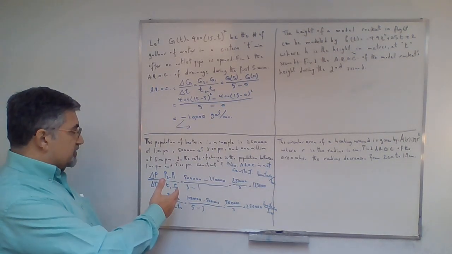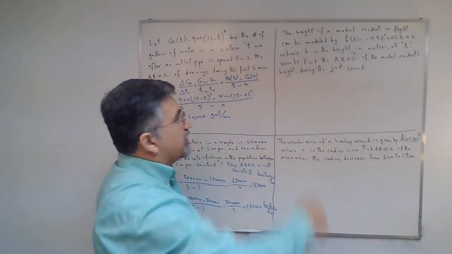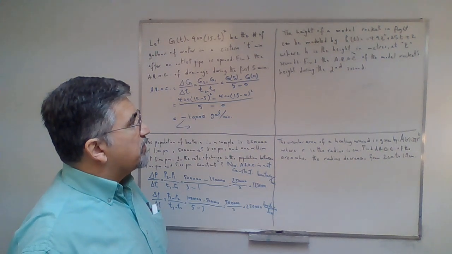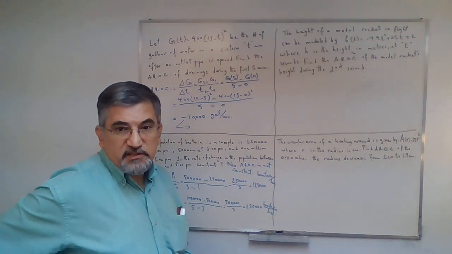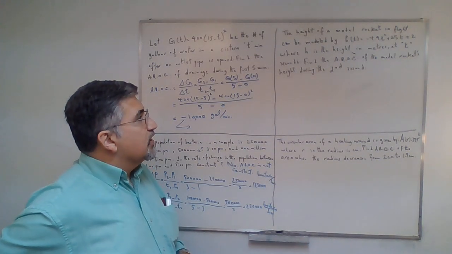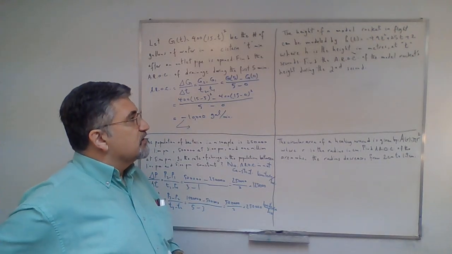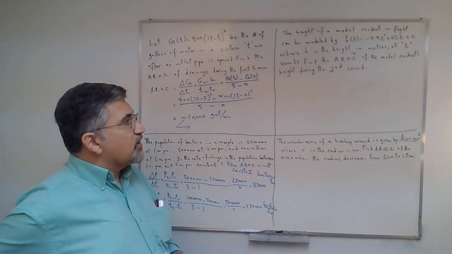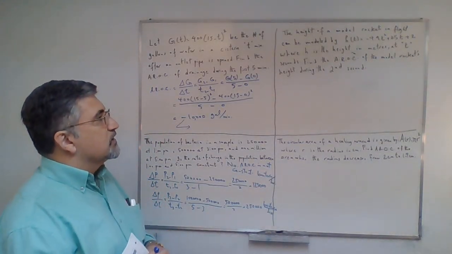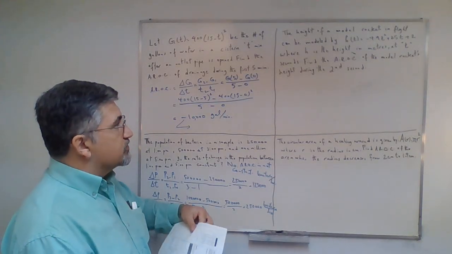So this was one example, but we didn't have any function. This one says the height of a model rocket in flight can be modeled by h of t, just like f of x, equals negative 4.9 t squared plus 25 t plus 2, where h is the height in meters and t is the time in seconds. Find the average rate of change of the model rocket's height during the second. Okay, so here we have an equation, so perhaps we can use the equation.